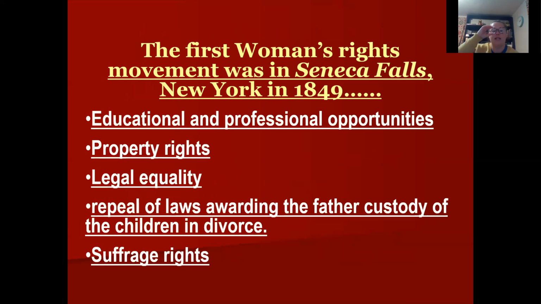So the first women's rights movement was in Seneca Falls, New York in 1849. Its goals were educational and professional opportunities, property rights, legal equality, repeal of laws awarding the father custody of the children in divorce, and suffrage rights. You have to keep in mind, before this, if a woman got divorced, the children automatically went to the ex-husband, because women weren't really considered adults, right?